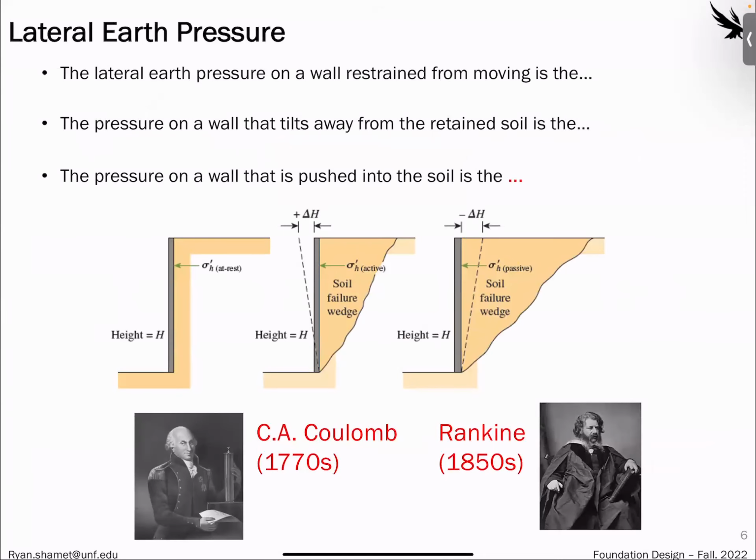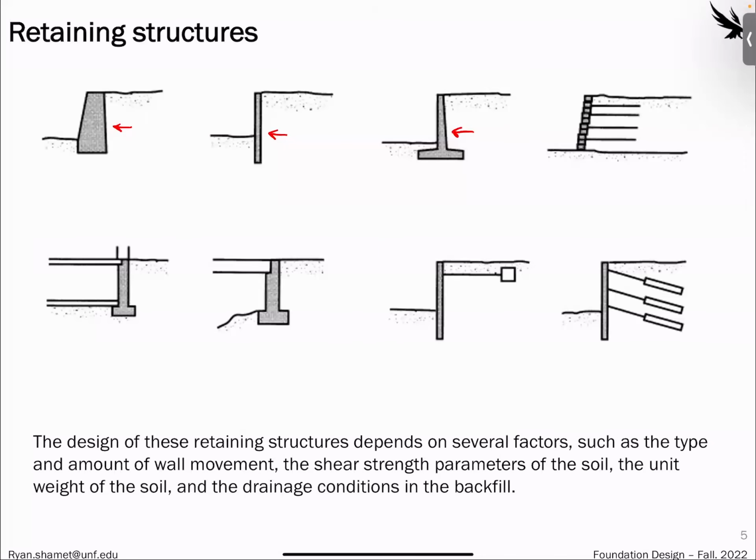If you think about it, this type is called a gravity wall. Gravity walls are just massive, large weights that are able to withstand any overturning.